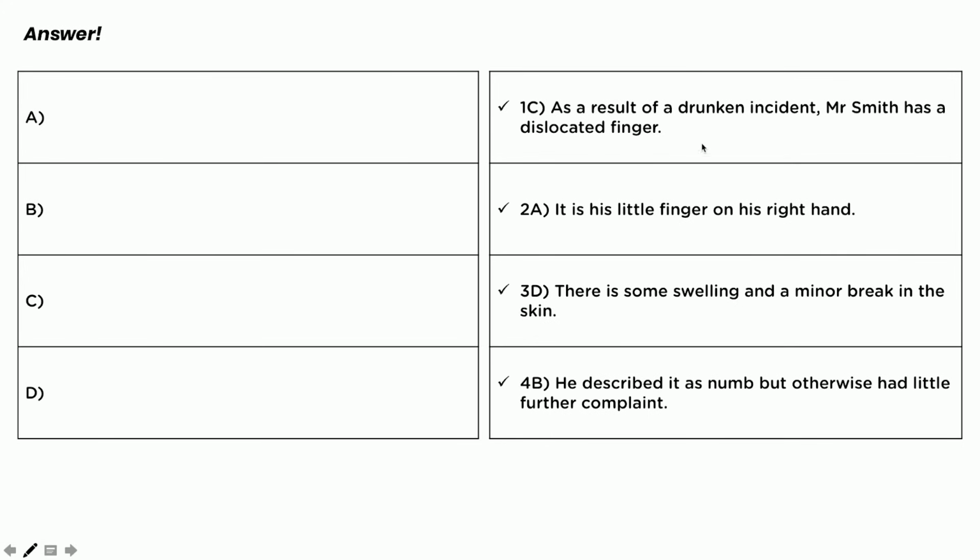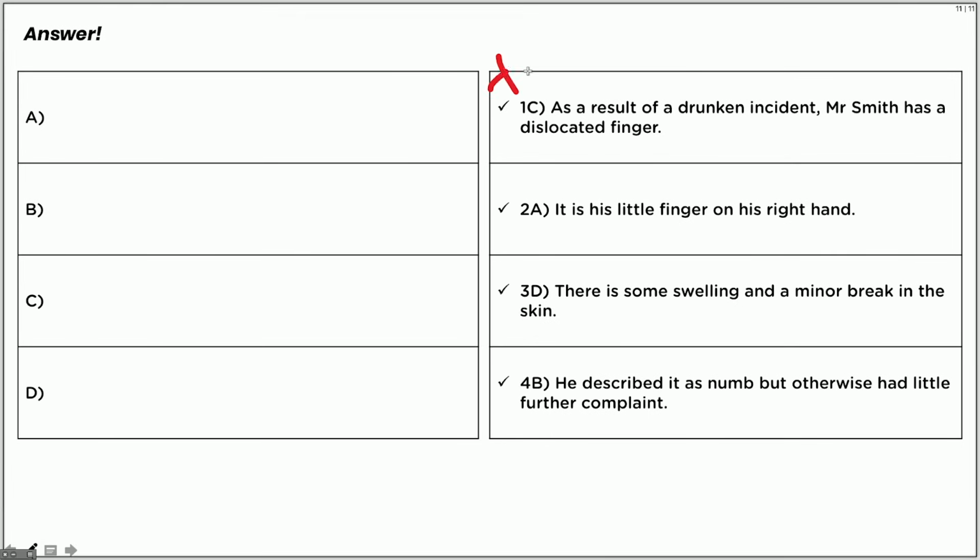And again, always think about the structure or logic of the paragraph going from, well, let's look at this one. So let's go through it. So it describes the good introductory sentence here describing what's going on. He has a dislocated finger. Then we located or identify it's his little finger on his right hand. What's the next major issue? Well, there was swelling and a minor break in the skin. And the least important bit of information, well, he said it was numb, but otherwise he doesn't really care about it. Okay, so you can see a logic in the way that we've organized the information there. You need to always think about that.